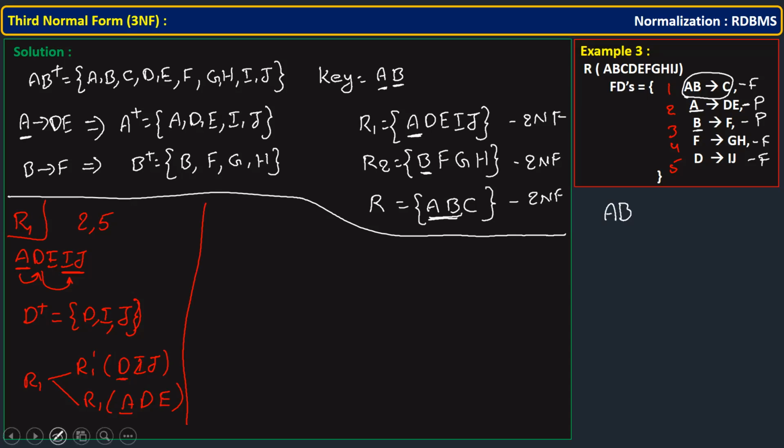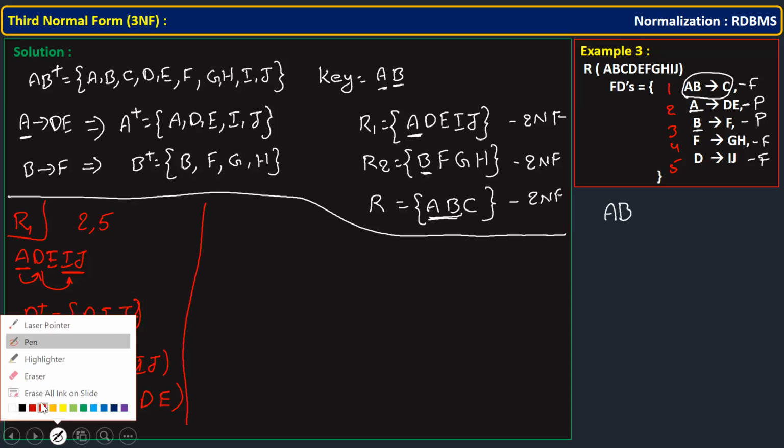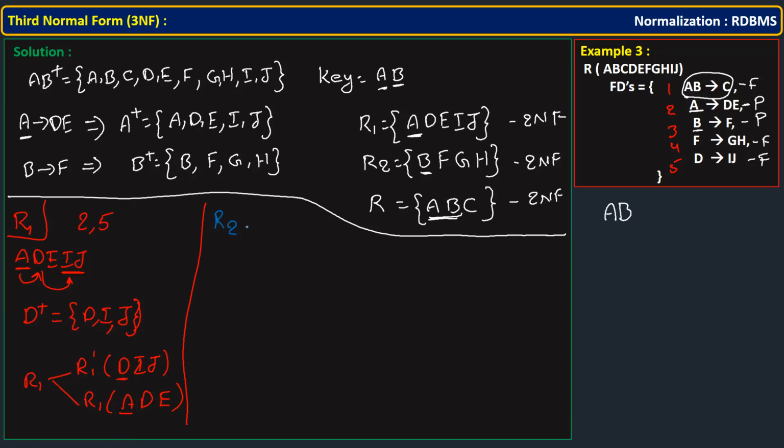Now let us take R2 also. So let us consider R2 now. R2 covers which FDs? R2 covers 3 and 4. And here also, if you observe, B derives F. Here the primary key is B. So B derives F, and F derives non-key attributes. That means a transitive dependency is there, right? So consider the fourth FD, where the LHS part is F.